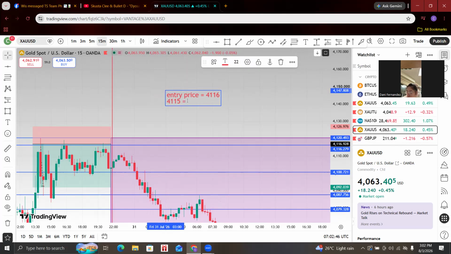What if it goes down to 4114? How many pips is that? That's 20 pips. Okay. So let's say it went down to 4106. How many pips is that? 60 pips. No, 4116 to 4106.